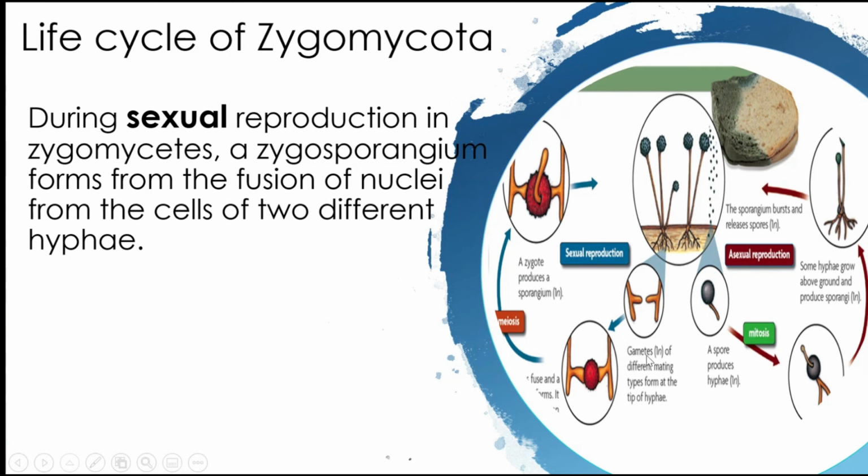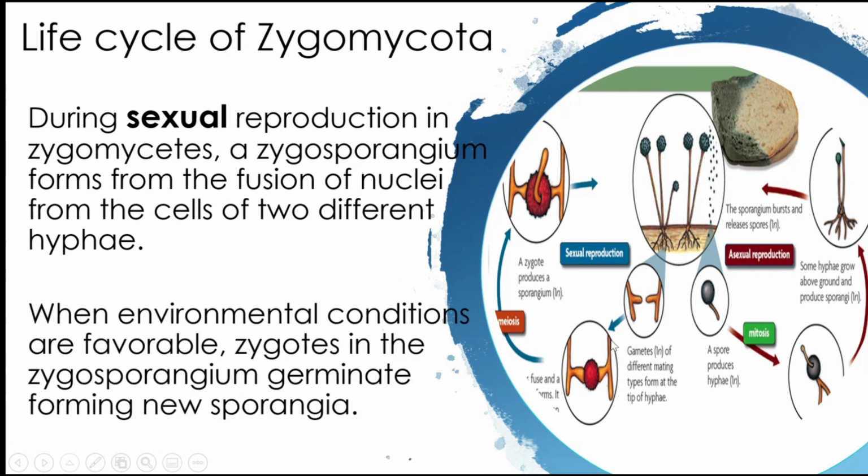The gametes, which are 1N, with half the chromosome number, of different mating types form at the tip of the hyphae, and they make a structure known as a zygospore. As we mentioned, the zygosporangium forms after the fusion of the two different mating types. When the environmental conditions are favorable, the zygote in the zygosporangium will start to germinate, forming a new sporangia, and then the life cycle will continue.